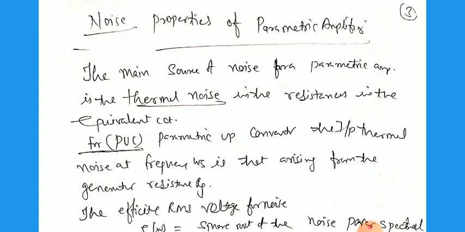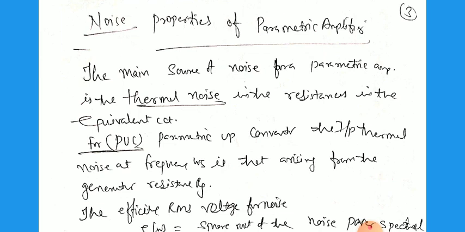The last topic of the second unit is the noise properties of the parametric amplifier. We know very well what noise is. Noise is the unwanted signal, mostly produced by thermal noise, and many other types of noise are there. The main source of noise for a parametric amplifier is the thermal noise in the resistances in the equivalent circuit, because in the resistance the thermal energy is consumed, and this produces noise, so it is called thermal noise.